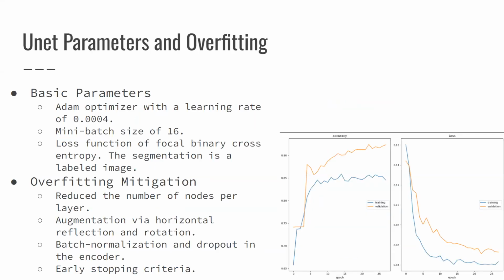Now, what sort of parameters did I use? I used the Adam optimizer with a learning rate of 0.0004, a mini batch size of 16, and a loss function called focal binary cross entropy. Binary cross entropy because I only have segmentations of 0 or 1, lung or not lung. That's why it's binary cross entropy. What does the word focal mean? Focal means I had the model focus on hard to segment images while it was training.